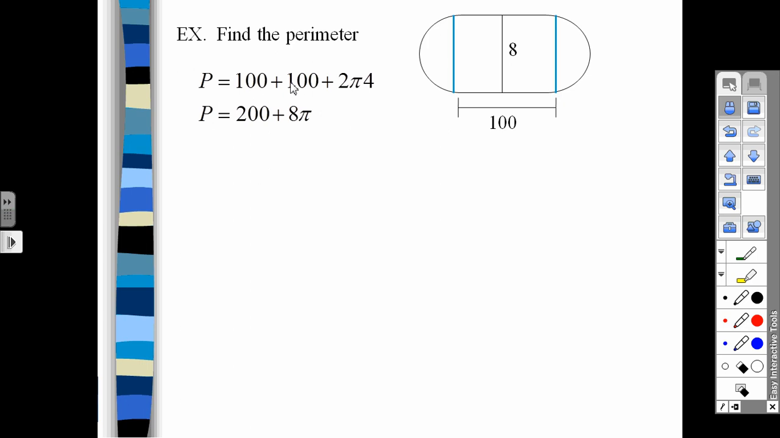So 100 plus 100, and then the formula to find the circumference of a circle is 2 pi r. So if the r is 4, that's going to be 8 pi. So there's your perimeter. That wasn't too bad, right? Okay, well, you do have some other questions where you will have to use your arc length formula.